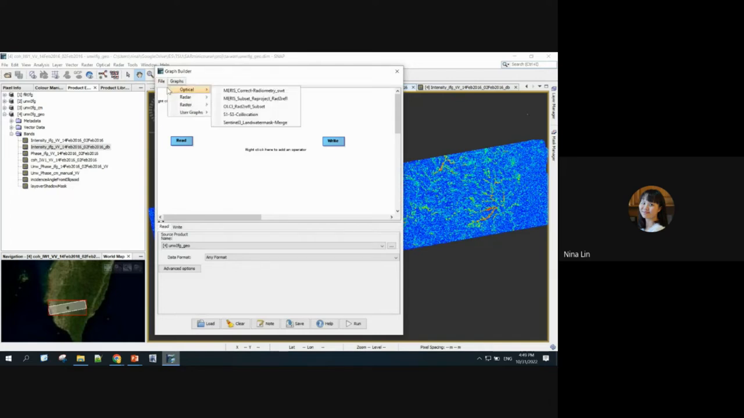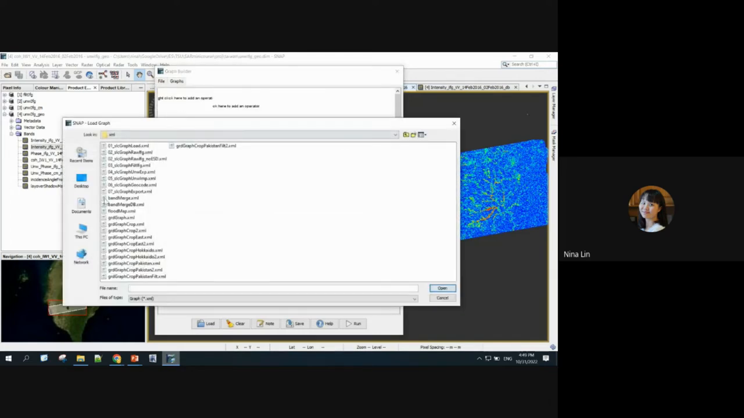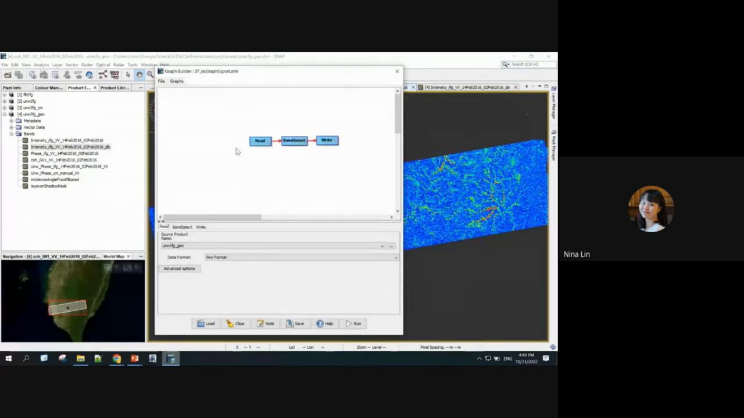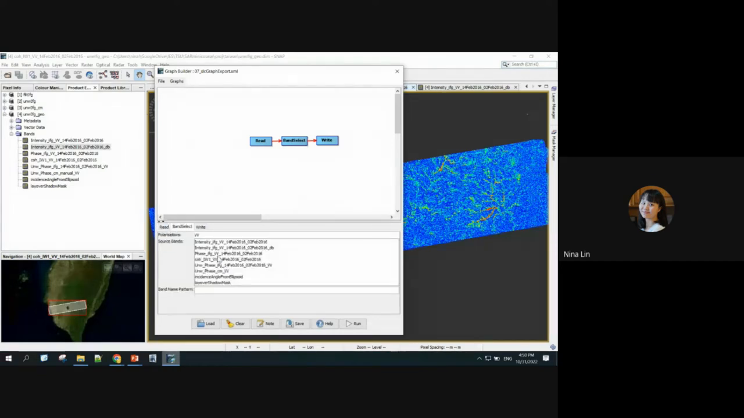In the file, you load 07 SLC graph export. Open. So I'm in slide 12.5. Here you read the geocoded product, and make sure when you export, you are only exporting the geocoded results. Without geocoding, you cannot overlay the image correctly in the GIS software. So you read the geocoded products and then the band select.